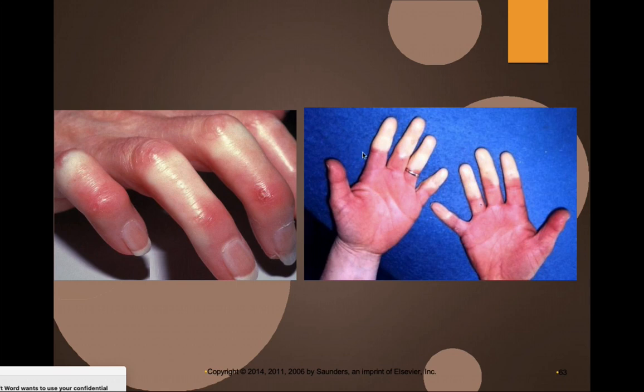Here you can see the Raynaud's phenomenon. Typically, the fingers, they turn the color of the American flag, but just in a different order. They go white, blue, and then red. Okay, so this is in the early stage where it's white. You can see it on the fingernails as well.